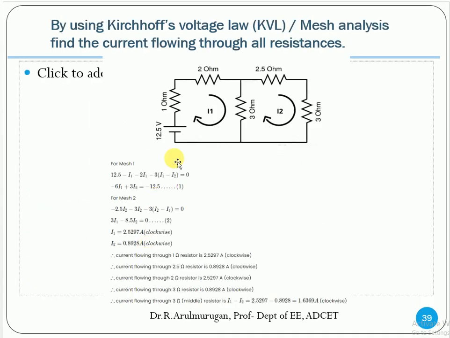Kirchhoff voltage law. See here, this is a 12.5 volt. It is a voltage rise. It is equal to the sum of the voltage drops: 1 ohm, 2 ohm, 3 ohm, 2.5 ohm and 3 ohms. So these all are the voltage drops.